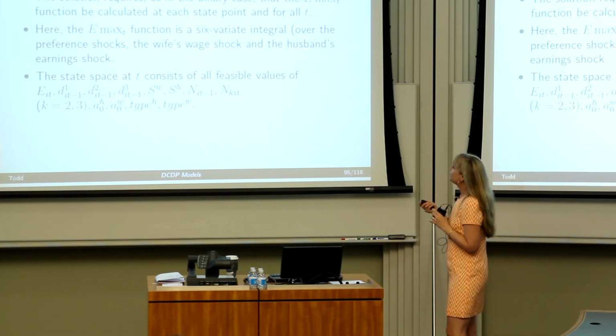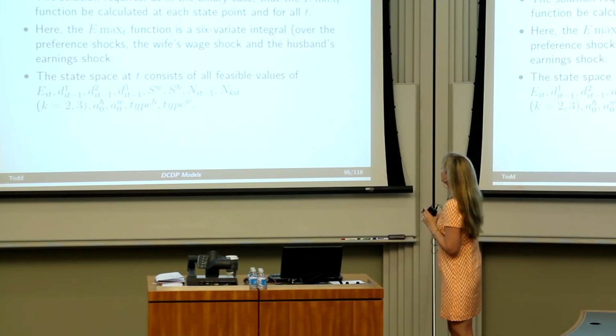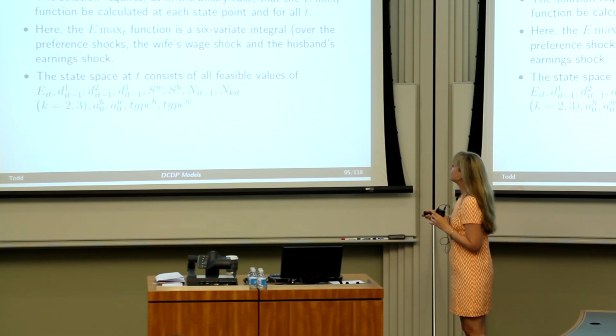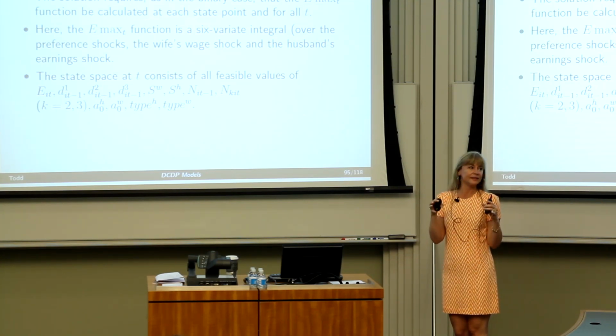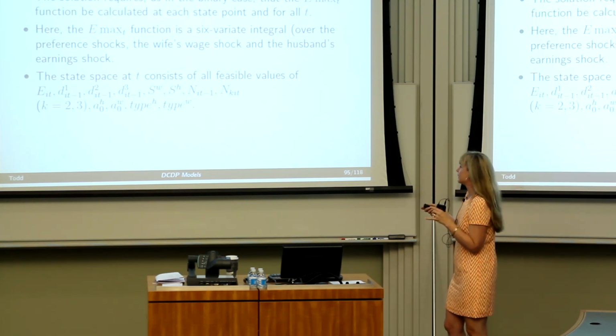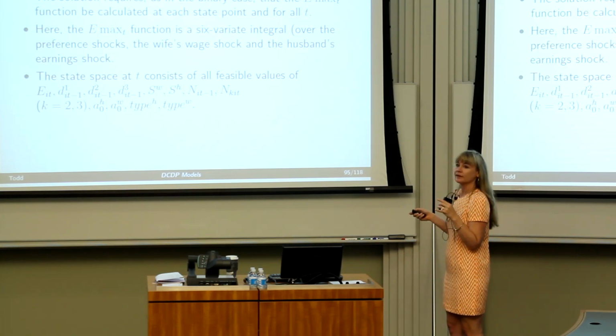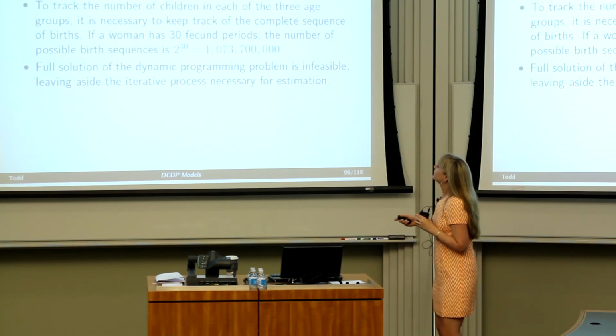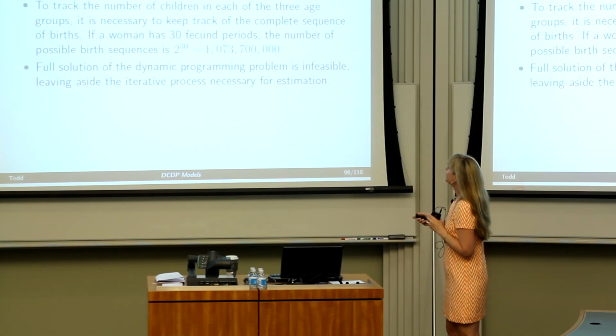Now, you solve it backwards just as we had before. You have to calculate the Emax functions. But now the Emax is a 6-variate integral because we had 6 shocks in this model. So there's no easy closed form expression like we had before. And then the state space is all feasible values of all these things. So it's a pretty big state space. The dimension is finite but large.